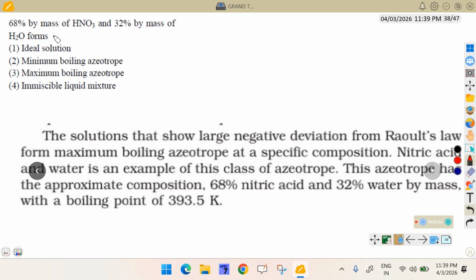68% by mass of HNO3 and 32% by mass of H2O forms a maximum boiling azeotrope, for example.